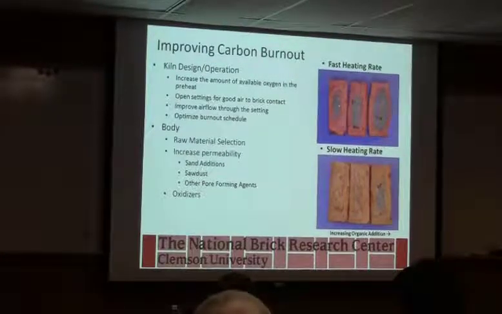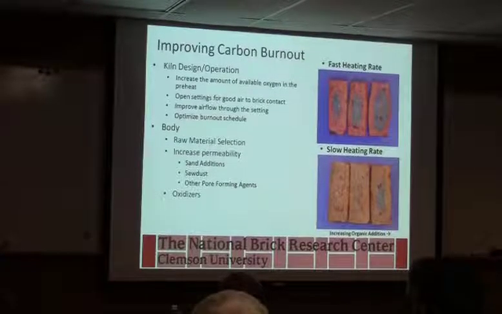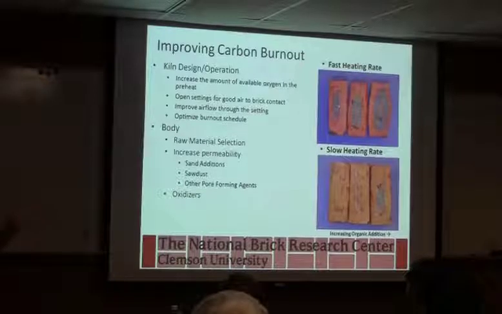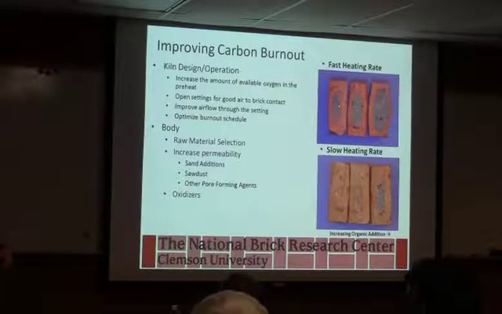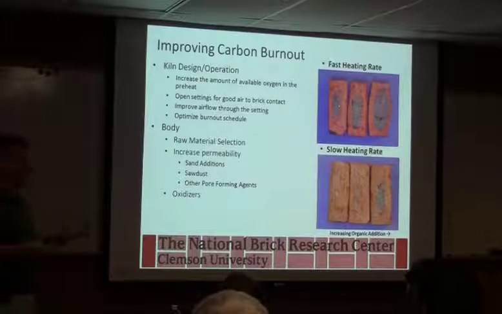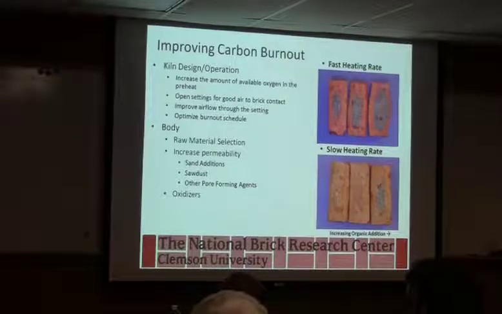Body: look at the raw material selection. If the organics aren't there to begin with, then you don't have to burn them out, or as much organics. So that's one thing. Increasing permeability, putting sand additions in. Again, the sand will burn out and leave pathways for things to get out of the brick. However, you just put more carbon to burn out as well, and you're impacting your porosity that you'll have to address during firing.